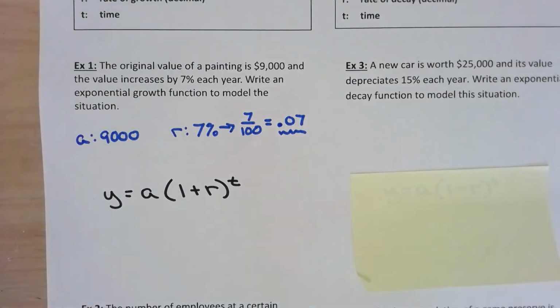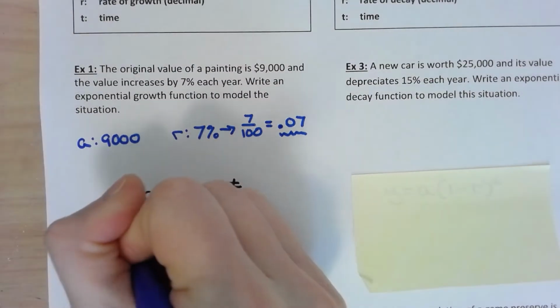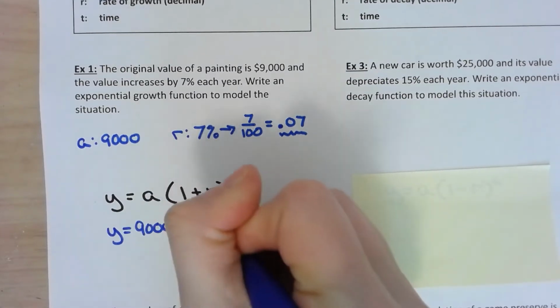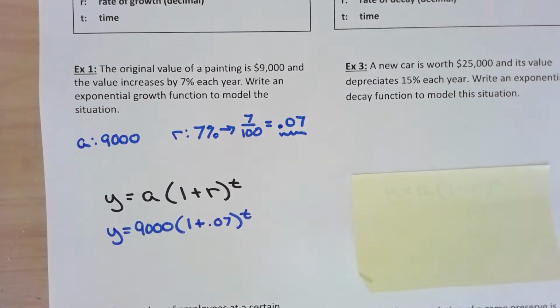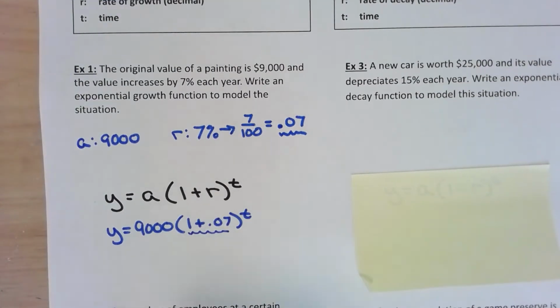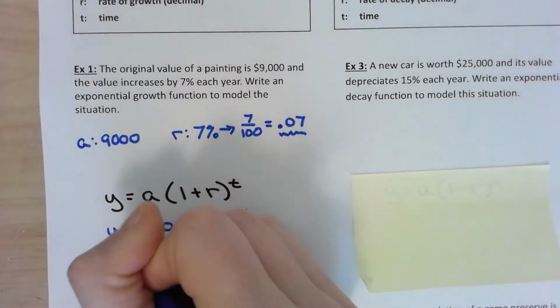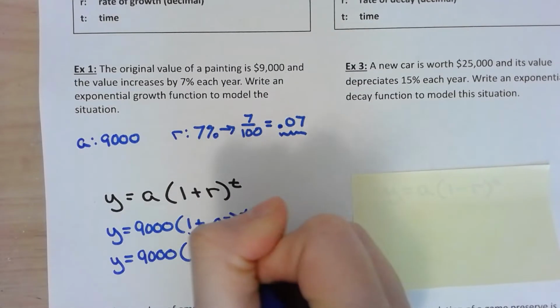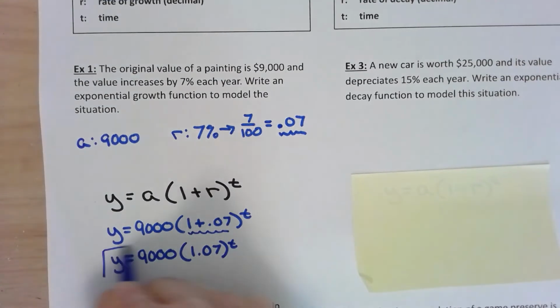Now that I've got a and r, I can just plug them in. Y equals 9,000 times 1 plus the 0.07 to the t power. And the final step to simplifying this, I need to actually add those numbers together. So y equals 9,000 times 1.07 to the t power. And that is it.